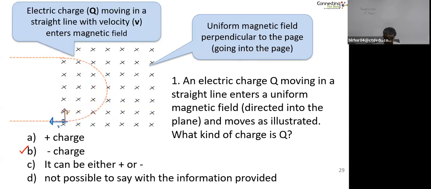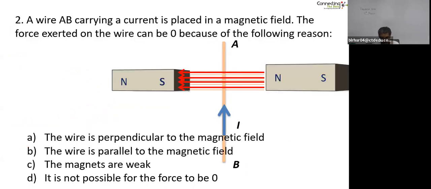The next question. A wire AB carrying a current is placed in a magnetic field. The force exerted on the wire can be zero because of the following. Now, which of the following reasons makes the force exerted on the wire zero? Let's look at the options. The wire is perpendicular to the magnetic field. The wire is parallel to the magnetic field. The magnets are weak. It is not possible for the force to be zero.